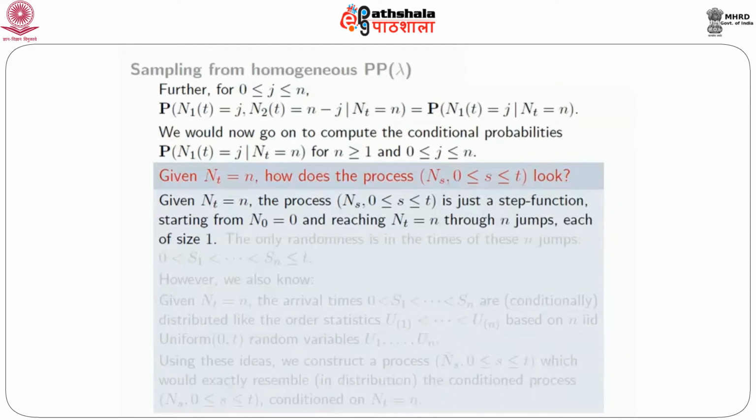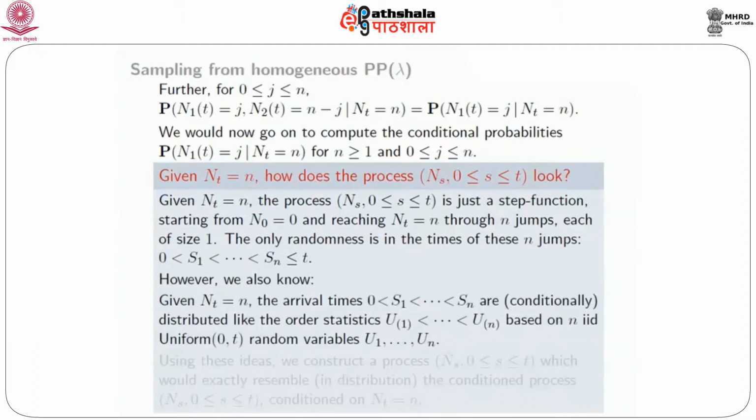To compute these conditional probabilities, let's ask the following question. Given N_t equal to n, how does the process N_s, for s between 0 and t, look? Given N_t equal to n, first of all, the paths are just step functions. They start from N_0 equal to 0 and reach N_t equal to n. Remember, N_t equal to n is given.